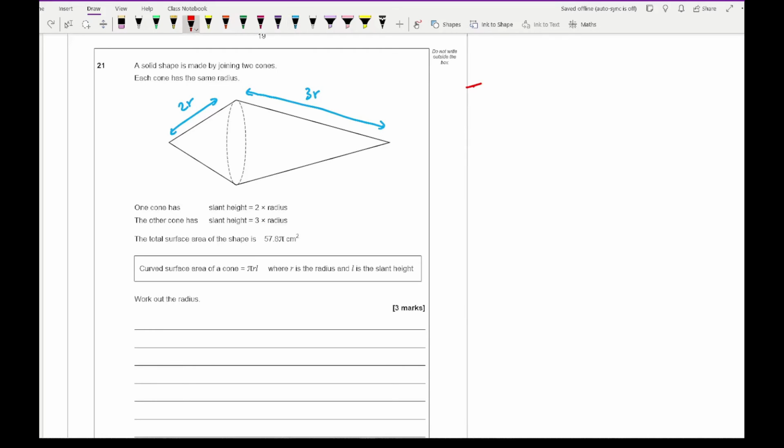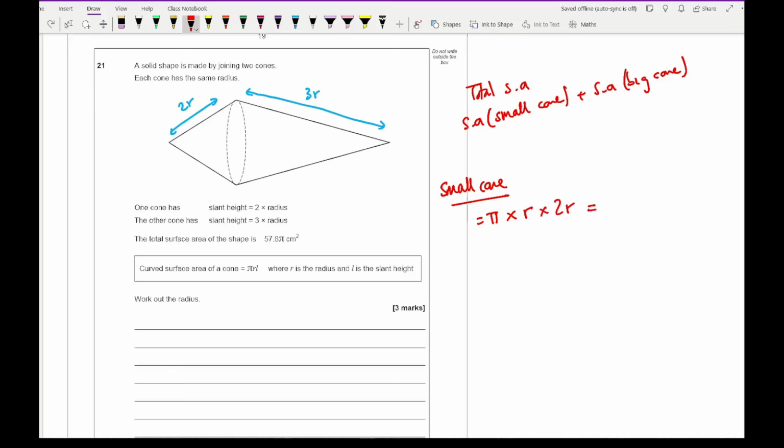To work out the total surface area, it's the surface area of the small cone plus the surface area of the big cone. Looking at the small cone and using that formula, the SA is going to equal pi times the radius, which is r, multiplied by the slant height, which in this case is 2r. So that's going to give me 2r squared pi. Then for the big cone, that's going to be pi times the radius times 3r.